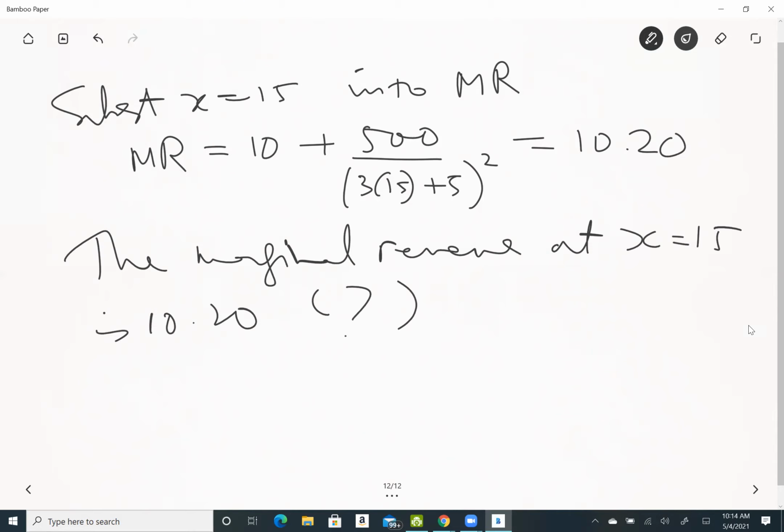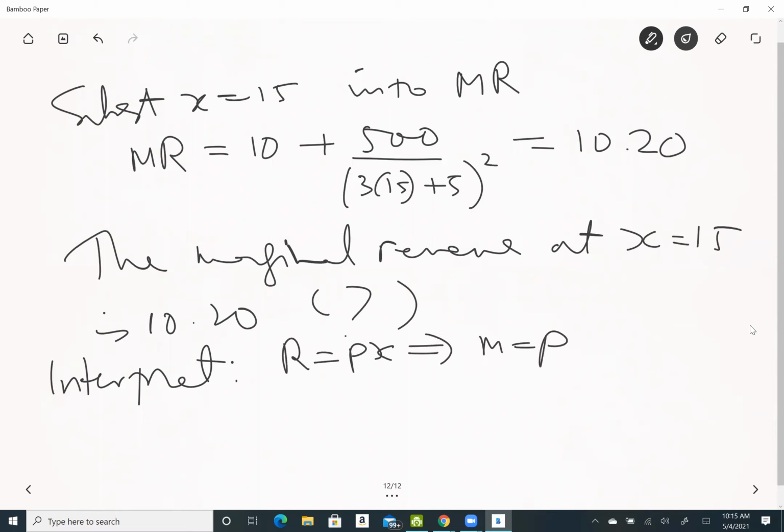Now what is that marginal revenue? What do we mean by marginal revenue at x equal to 15? So the second part is, how do you interpret the value? In order to interpret the marginal revenue, you have to go back to the slope concept. As you recall, for the linear function, revenue R equal to Px, you got M equal to P, and suppose M, which is equal to delta R over delta X, equals 10.2. Same value as that example.